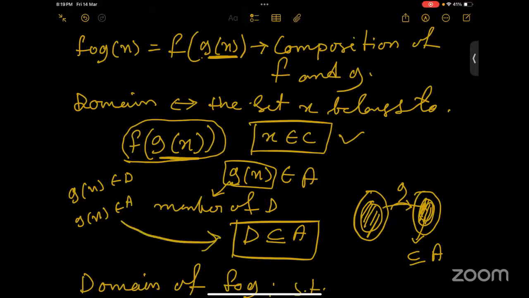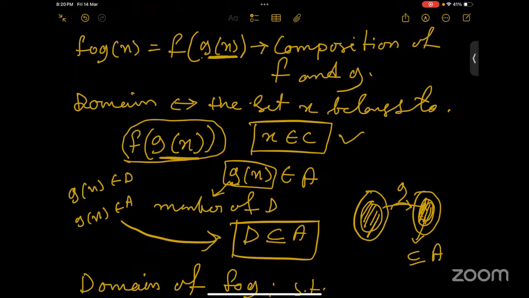That means sometimes we may have examples such that D is not a subset of A in general, right? In that case, we have to restrict our domain. That means we have to exclude some points from the domain so that the range becomes a subset of the domain of f, right?